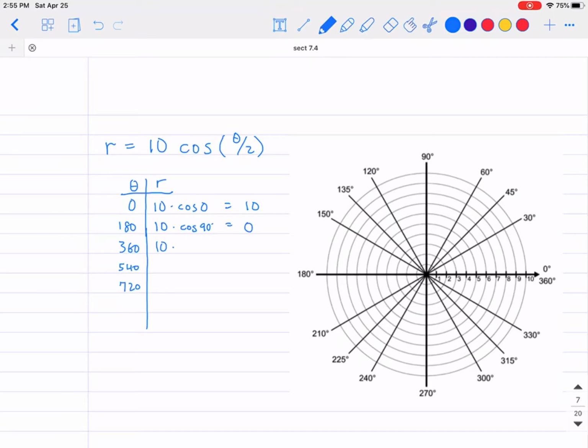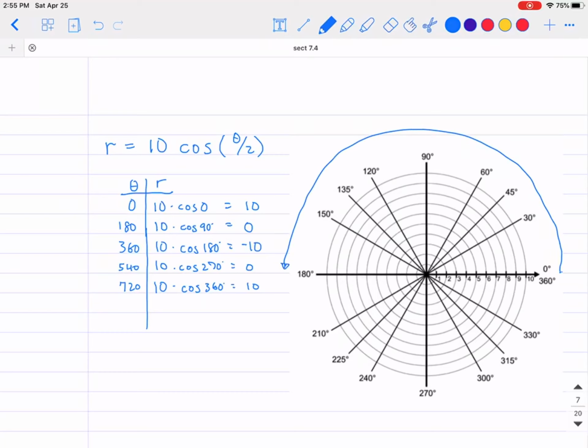The next part, we have 10 multiplied by the cosine of 90 degrees, because 180 is divided by 2, so that's going to give us 0. Next, we have 10 multiplied by the cosine of 180 degrees. Then that's going to give us negative 10. Then we have 10 cosine of 270. That gives us 0. And finally, 10 multiplied by the cosine of 360 degrees. So that's going to give us 10. Let's go ahead and work with this interval. See how that works out.